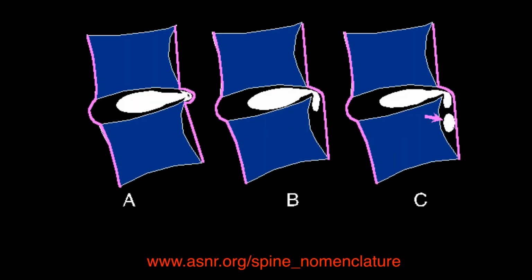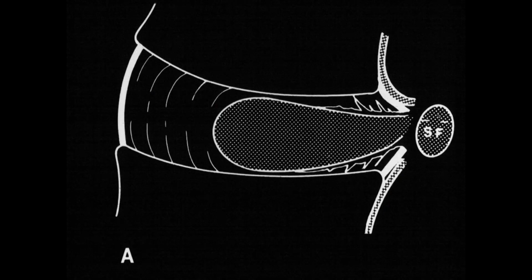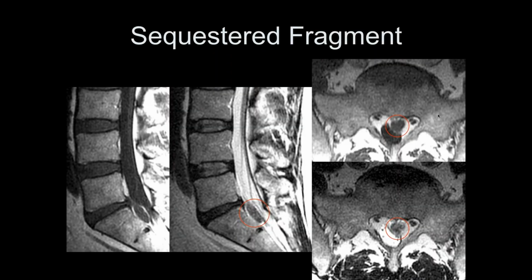So here is an extruded disc, here's an extruded migrated disc, and here's an extruded migrated disc with a sequestered fragment, which is no longer physically connected to the original disc. So this would be a sequestered fragment. And there we can see a nice sequestered fragment separated from its disc.